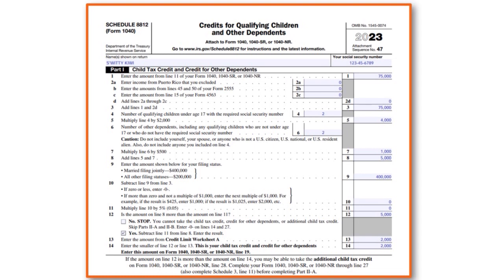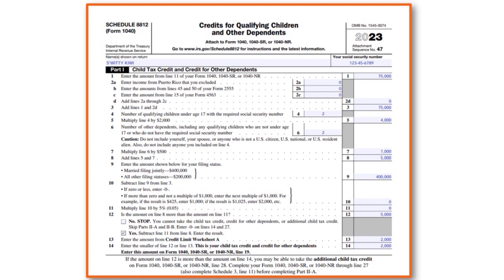And then let's quickly go to Part One. Part One here is basically about the child tax credit and credit for other dependents. You have to put the amount on line 11 of your Form 1040. In our case here, it was $75,000. And so everything on 2A, 2B, 2C, 2D does not apply to us, so we put zero there. When you add lines 1 and 2D, you have the same $75,000 amount.